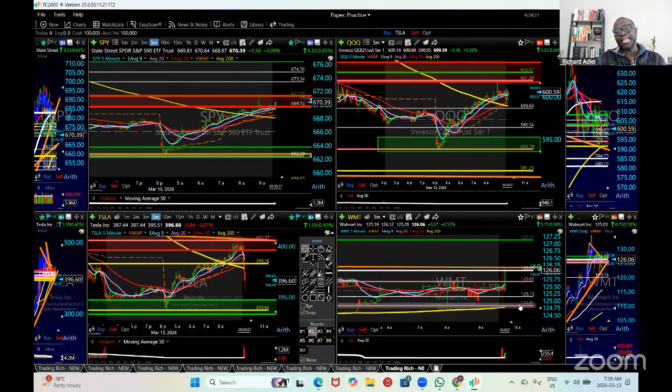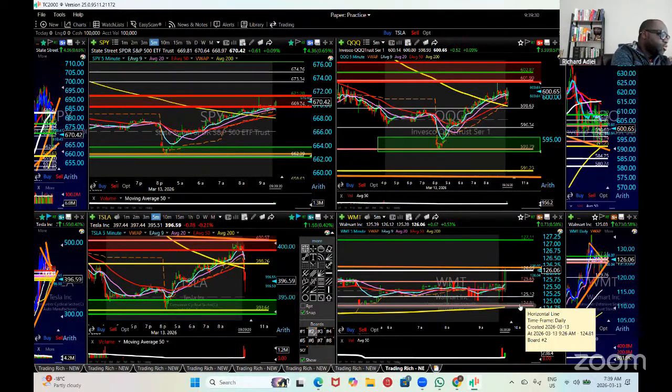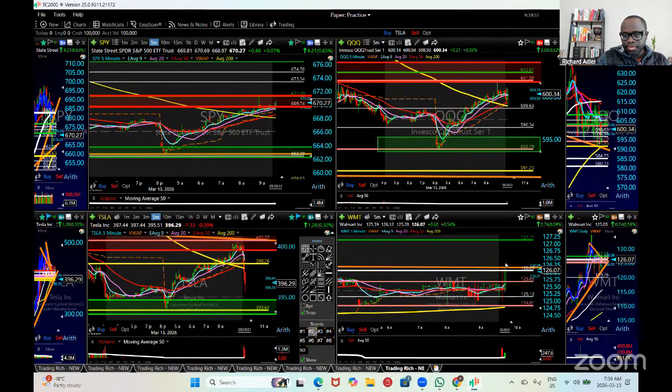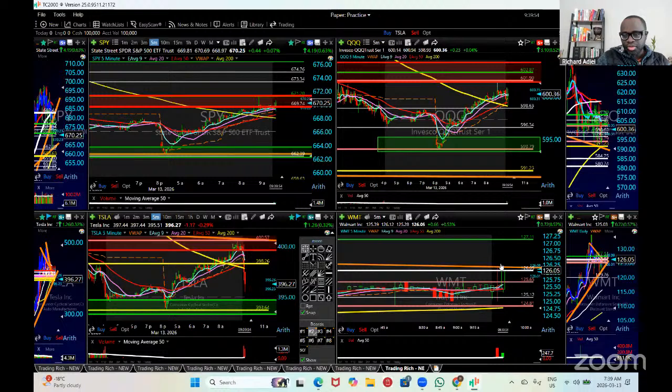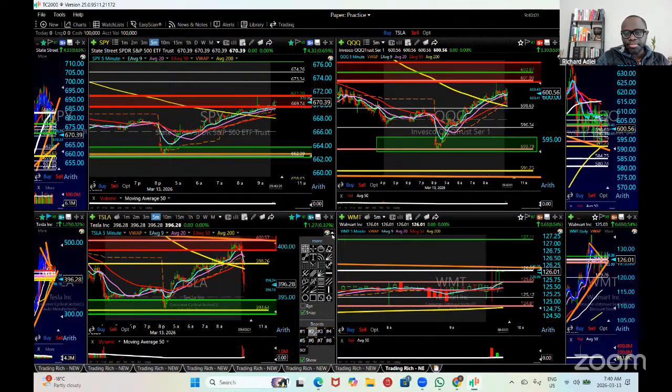But I'm watching Walmart. I like what I'm seeing on Walmart. 126 calls. Walmart 126 calls. I need that candle to close above this area, especially this first one. I need to close above here. Then I'll be sure that they are not going to fake out. But I like what I'm seeing from this candle.